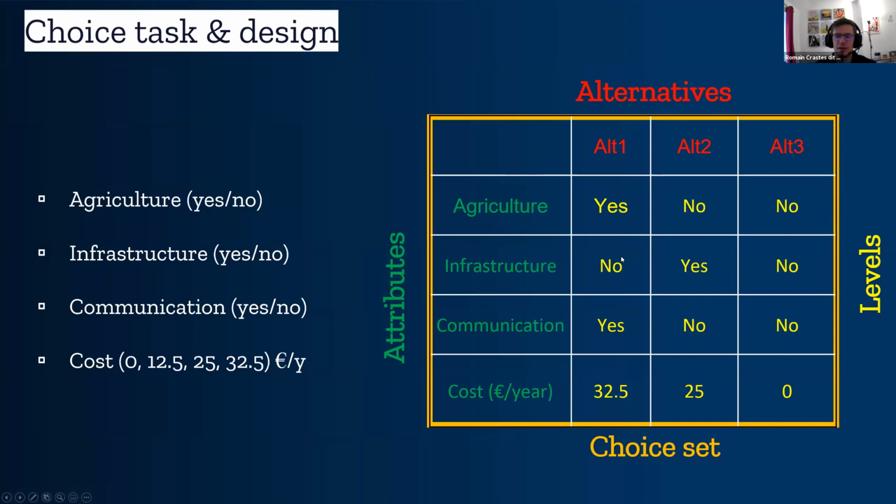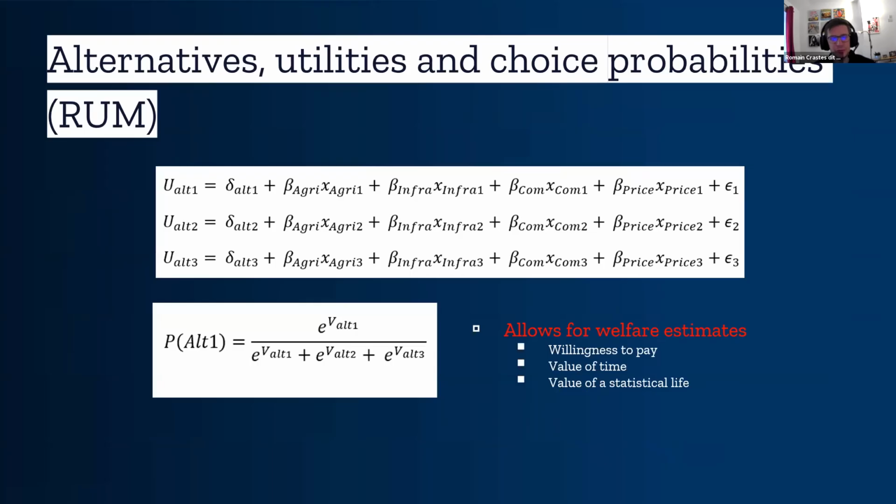So you've got alternative 1, which features agricultural methods for mitigating floods and more communication. It's going to cost you 32.5 euros per year. Or method 2 is only about infrastructures, and it's going to cost you 25 euros per year. Respondents indicate which alternative they prefer, and then you move on with a new choice set. You use these to derive the utility and preferences of people, and ultimately willingness to pay.